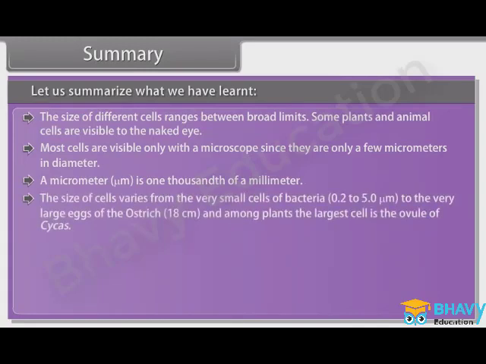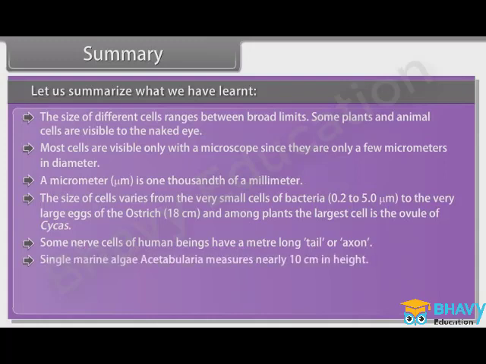The size of cells varies from the very small cells of bacteria, 0.2 to 5 micrometer, to the very large eggs of the ostrich, 18 centimeter, and among plants, the largest cell is the ovule of cycas. Some nerve cells of human beings have a meter-long tail or axon. Single marine algae, Acetabularia, measures nearly 10 cm in height.